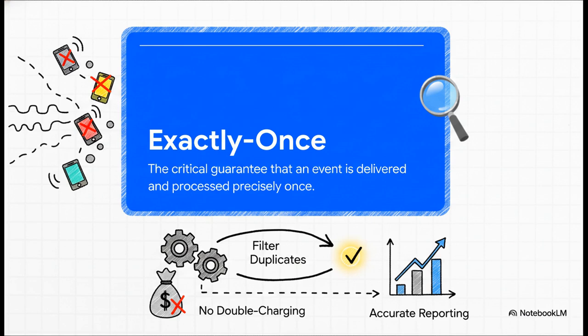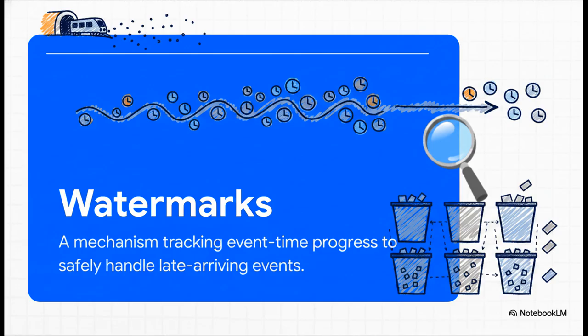But wait, what about delays? Let's say a user clicks an ad right before their train goes into a tunnel, and the event doesn't even reach our servers until 2 minutes later. Stream processing frameworks like Apache Flink handle this using something called watermarks. Watermarks track the progress of the actual event time, meaning when the click physically happened on the phone rather than when the server processed it.